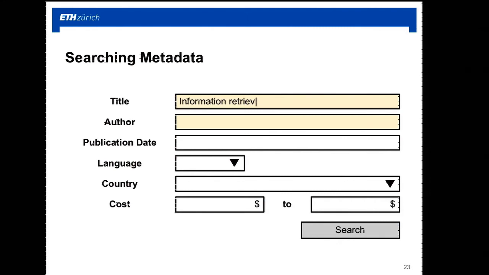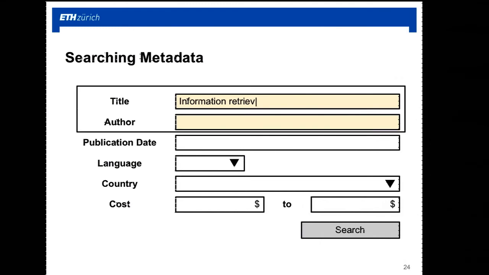So what you would like to have is some kind of full text search, but within title and author, for example. So you would like to have a mini version of what we've been doing for the full text, but for the title of the books and the abstract.